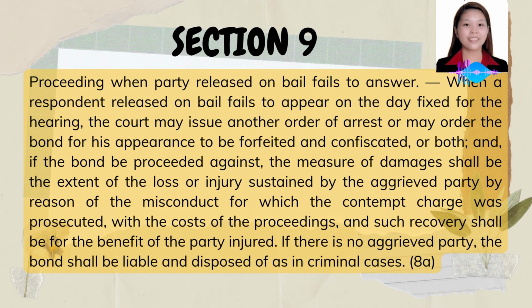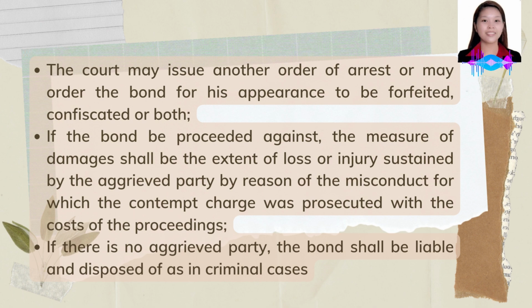Section 9 of Rule 71, proceeding when party released on bail fails to answer. Under this section, the court may issue another order of arrest or may order the bond for his appearance to be forfeited, confiscated, or both. And if the bond be proceeded against, the measure of damages shall be the extent of loss or injury sustained by the aggrieved party by reason of the misconduct for which the contempt charge was prosecuted, with the costs of the proceedings. If there is no aggrieved party, the bond shall be liable and disposed of as in criminal cases.